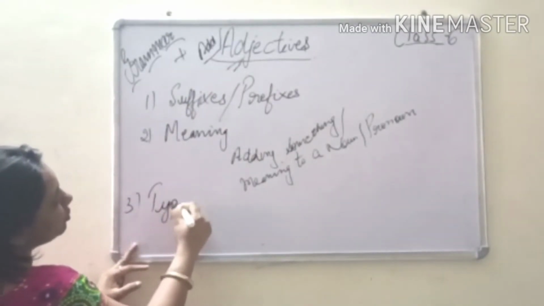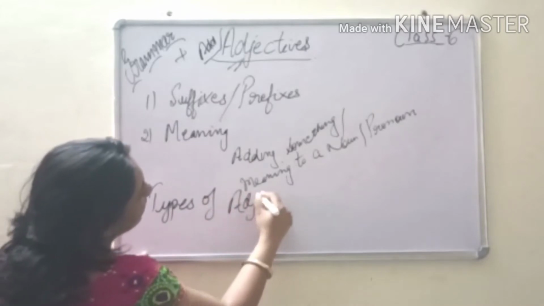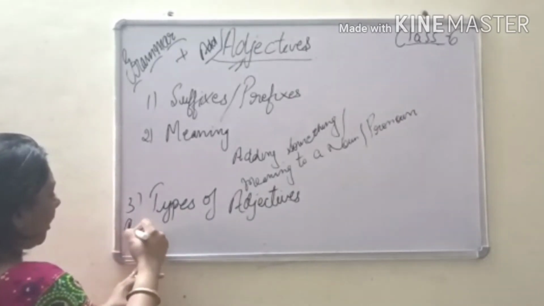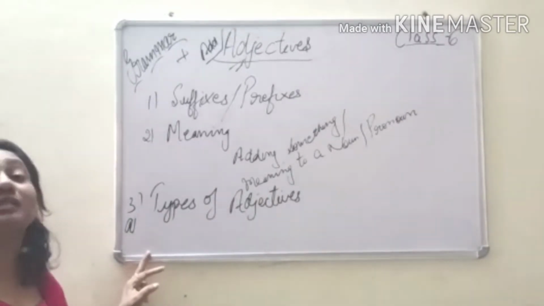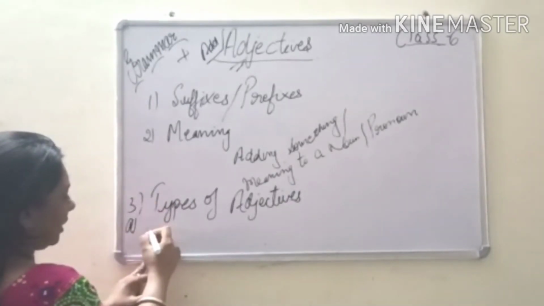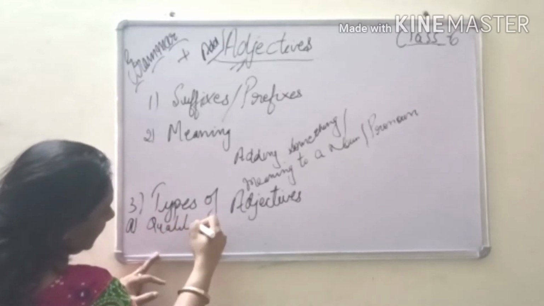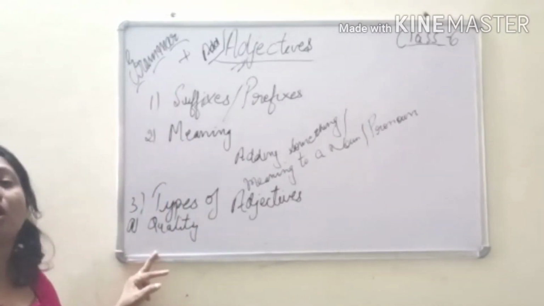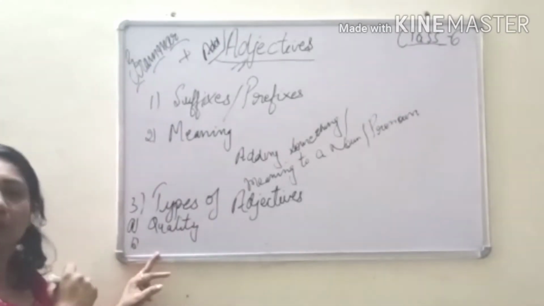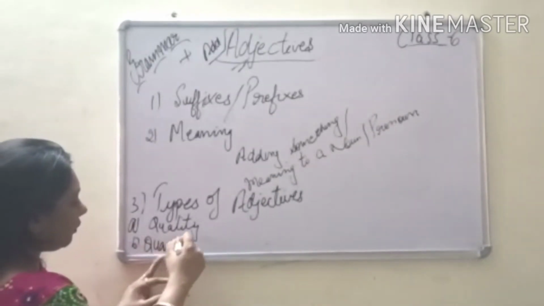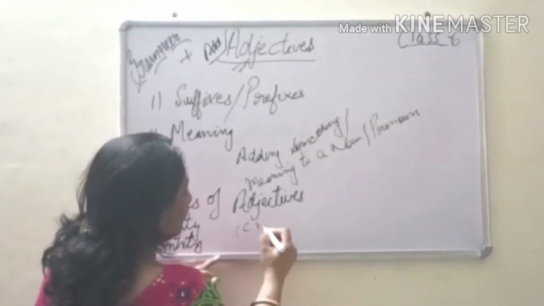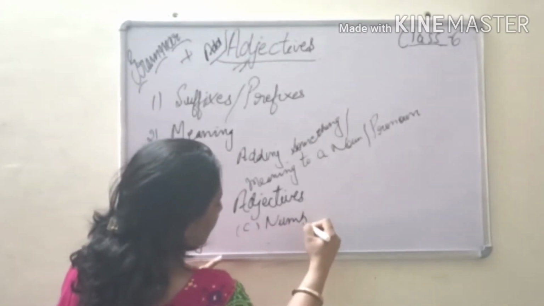Today we are going to discuss the types of adjectives. There are basically 6 types of adjectives that we are going to do today in detail. Let's recall what those are. Number 1, adjective of quality: tall, short, fat, thin, brown color, fair complexion. Then we have adjective of quantity. Third is adjective of number.